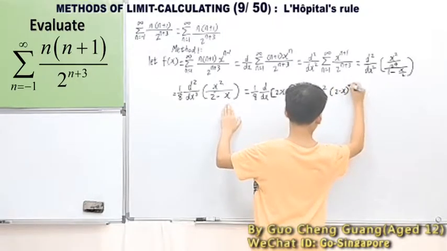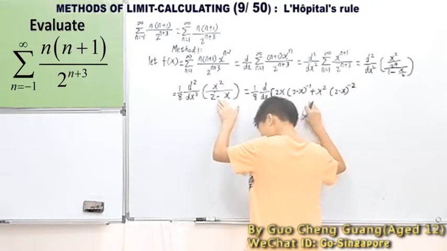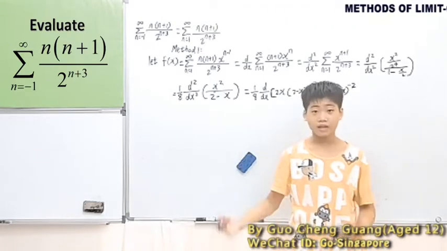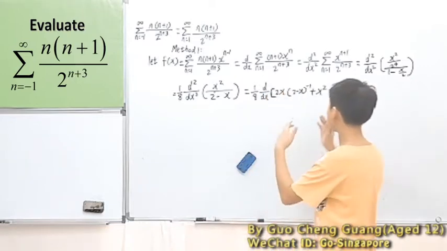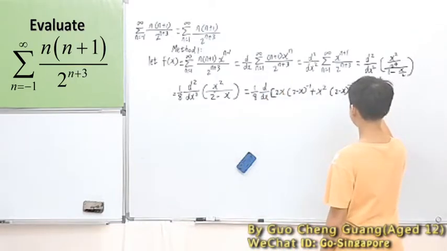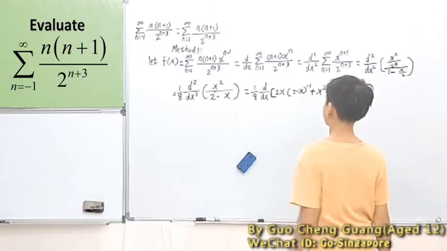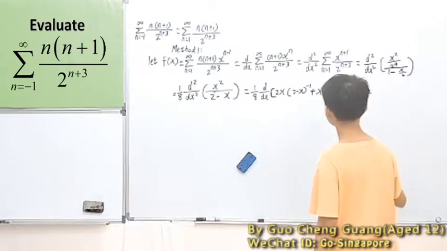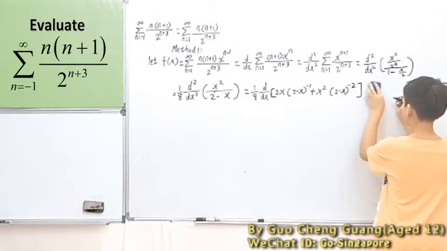2 minus x to the power of negative 2. But then you have a negative. But inside here, because it's a negative x, you have another negative. Then a negative, negative, positive. So it's still a positive. Okay? Then after that, we'll differentiate this again. So maybe I'll just write this below.